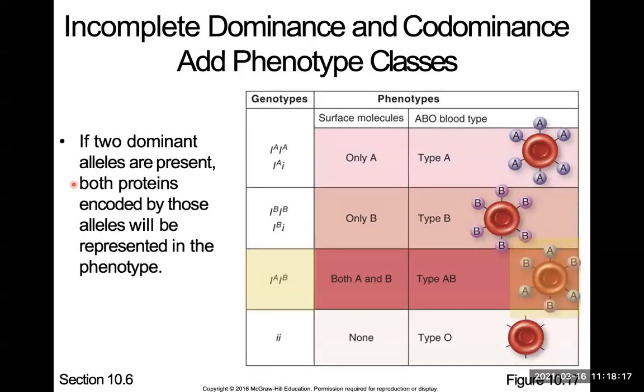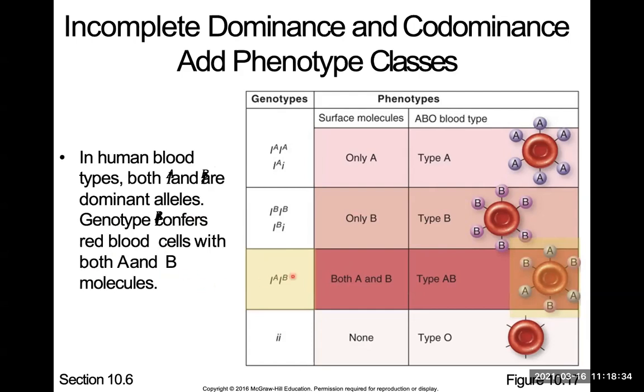So for codominance, there are two dominant alleles present, and that we have is here. So two dominant alleles are present, both proteins coded by those alleles will be represented on the phenotype. And that's when we say the person has type AB blood. Type AB has both dominant alleles present. So the genotype has A and B molecules, therefore the phenotype is type AB. So that's codominance.